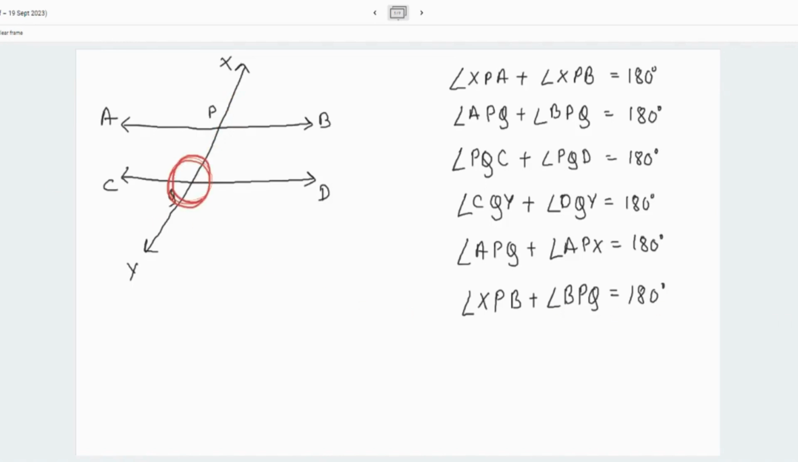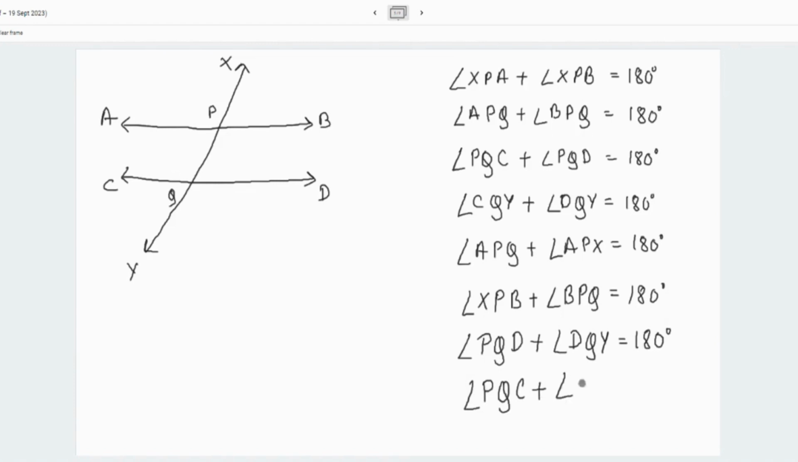After that, again over here at the point Q, repeating at the point Q, this is again a straight line. This is again 180 degrees. So this angle plus this angle will be 180 degrees. Then angle PQD plus angle DQY equals 180 degrees, as well as on the other side, angle PQC plus angle CQY equals 180 degrees. These are all the possible pairs of supplementary angles.